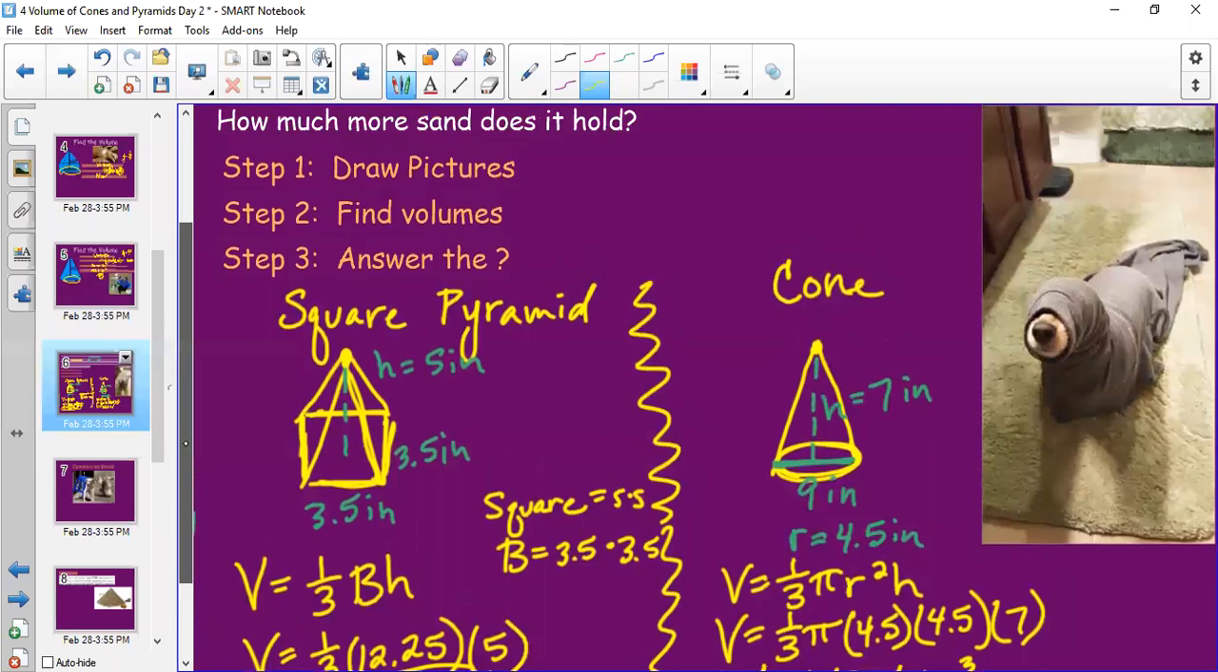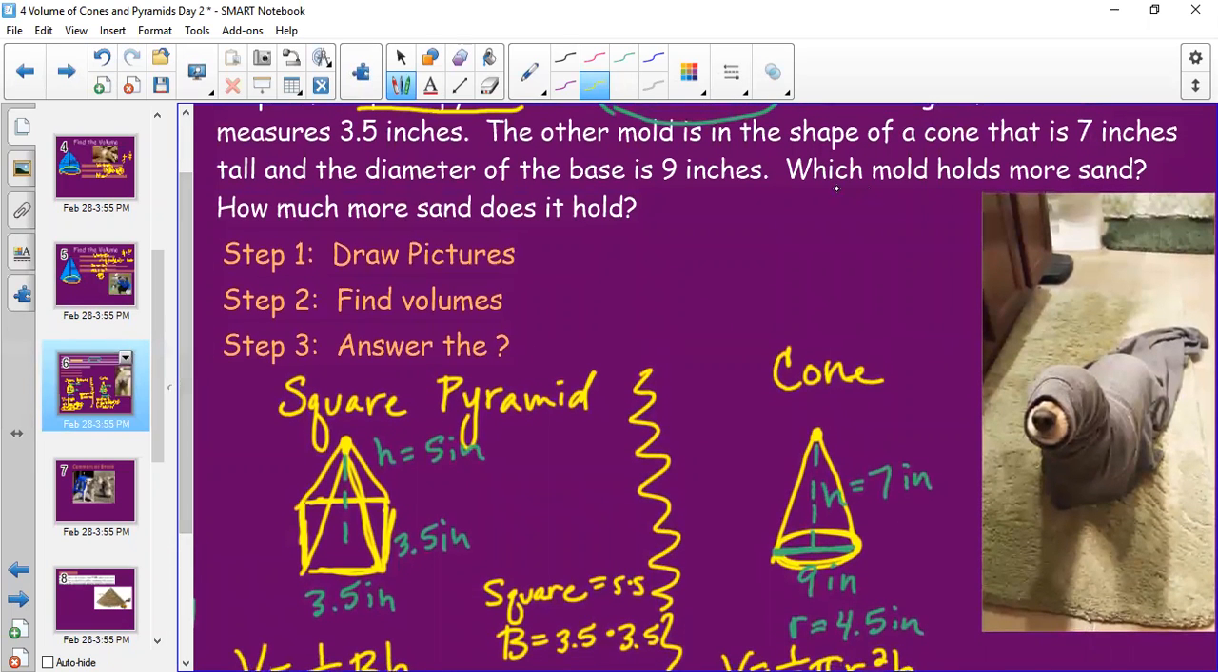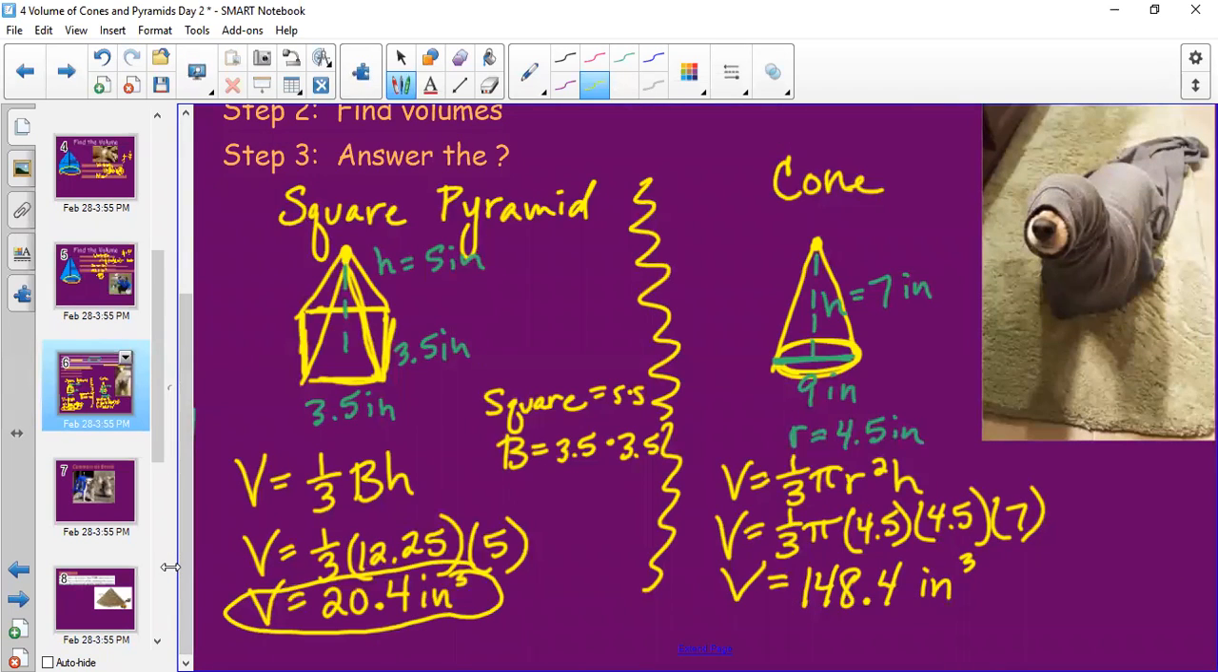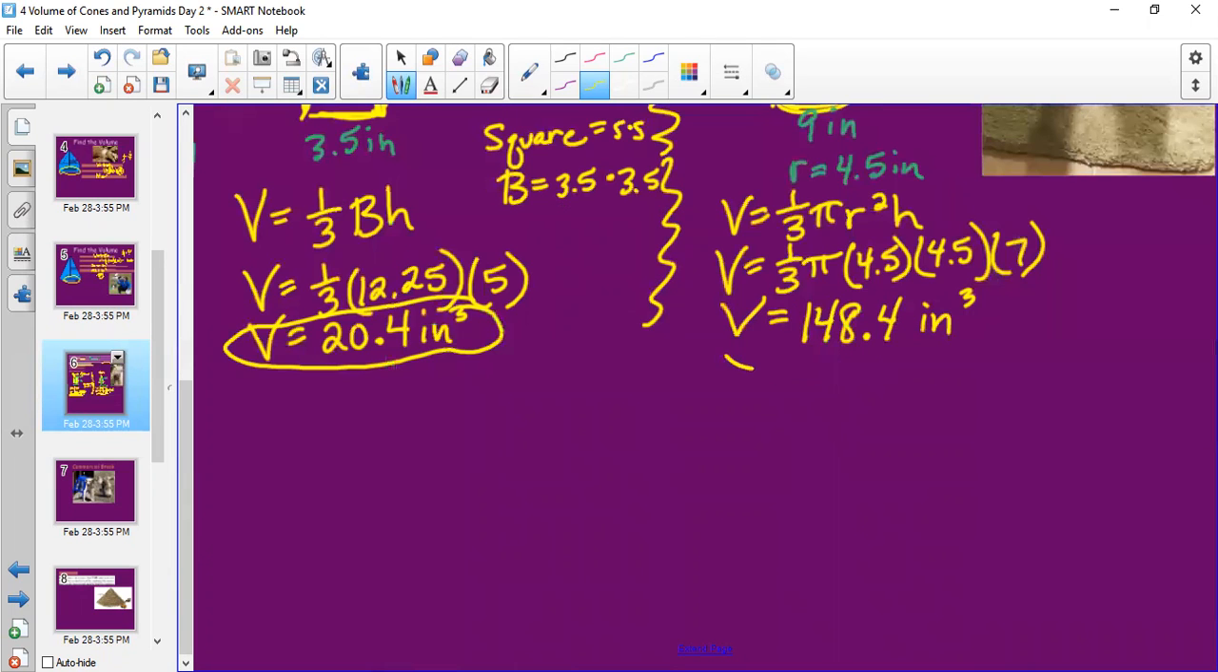All right, so now let's answer the question. It says, which mold holds more sand? How much more sand does it hold? Okay, so the one that holds the most, obviously, is the cone, 20.4 versus 148.4. So we will answer this by saying that the cone holds more sand.